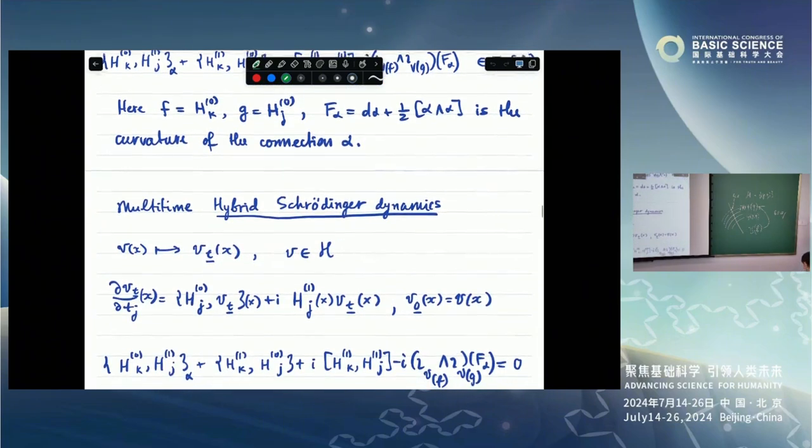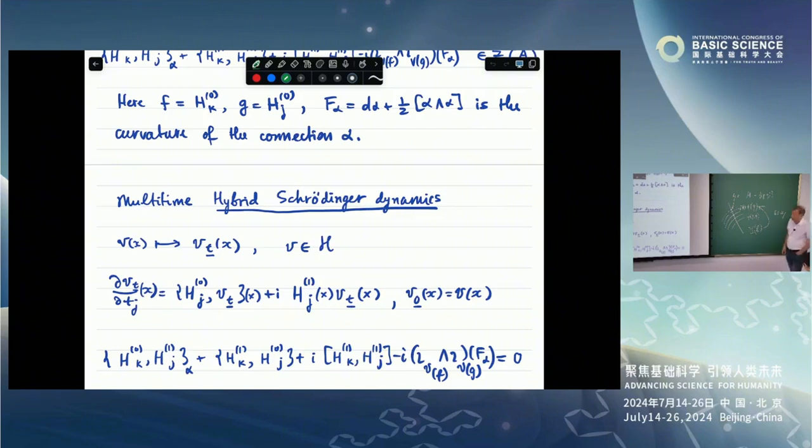But similarly, we can consider the Schrödinger picture. And in the Schrödinger picture, we don't have the ambiguity of adding the center, so the condition is more rigid. So in the Schrödinger picture, it's the compatibility condition for the multi-time evolution of the hybrid wave functions. I emphasize that here it's this funny situation when the wave function depends on P and Q.